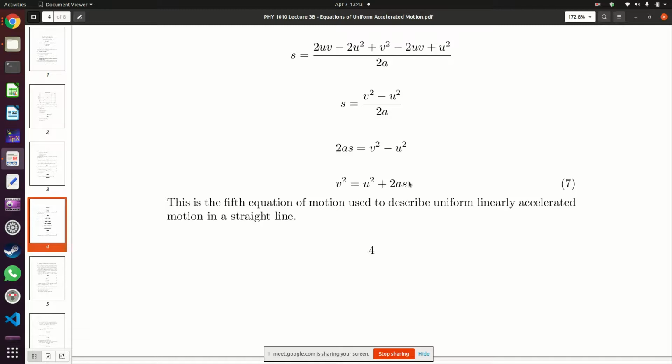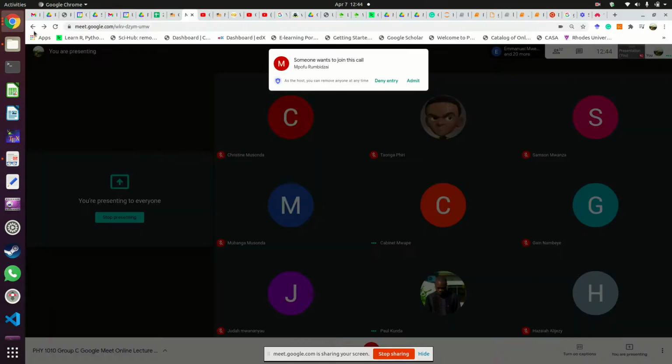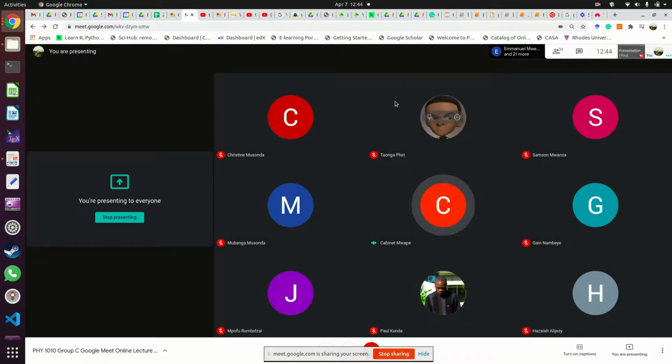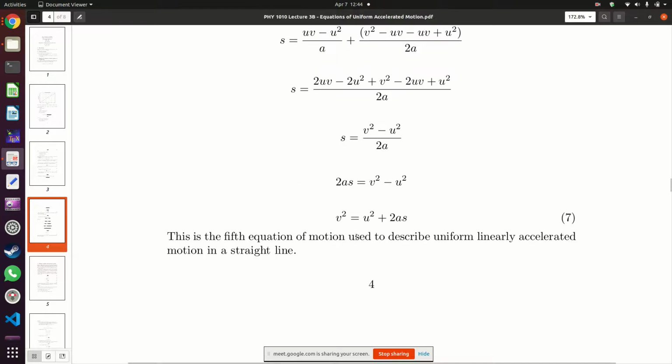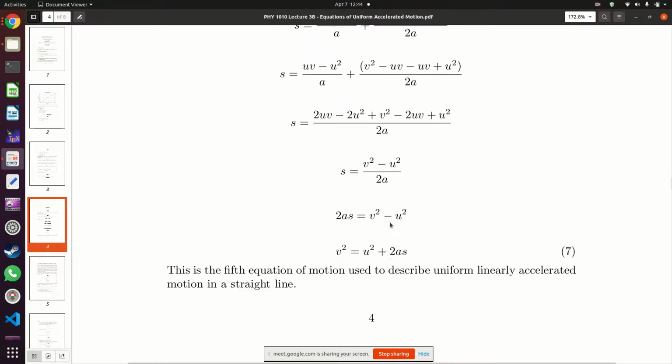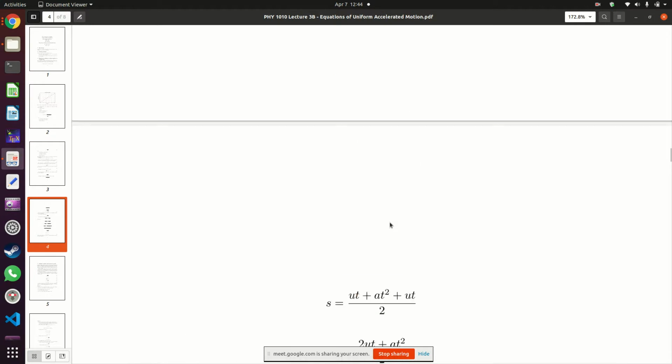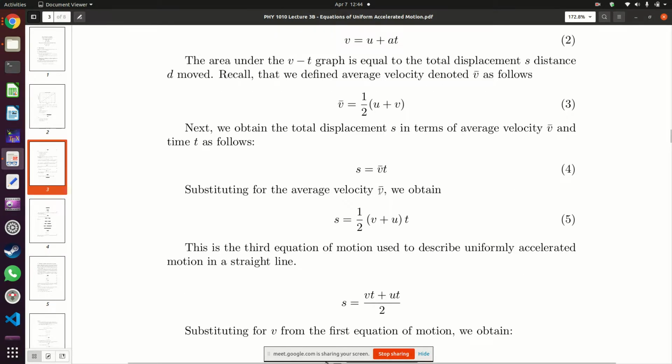Yes, sir. Any questions? But I need some more explanation on how the S came. How the what? How the S, the so-called displacement, came into the equations. The displacement. Yes, sir. This. Yes, the same one.